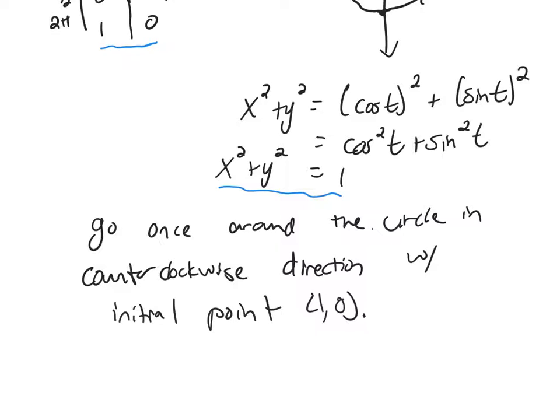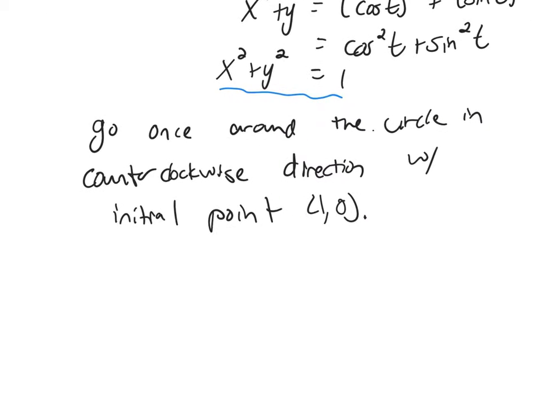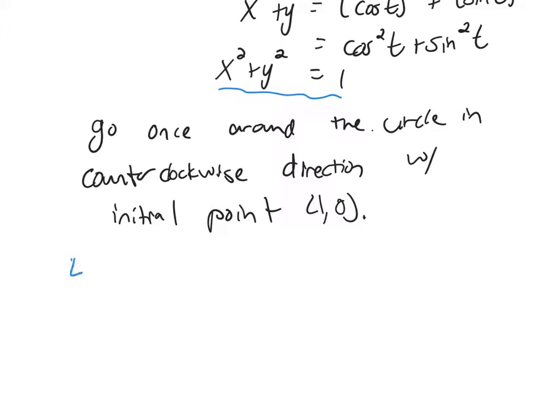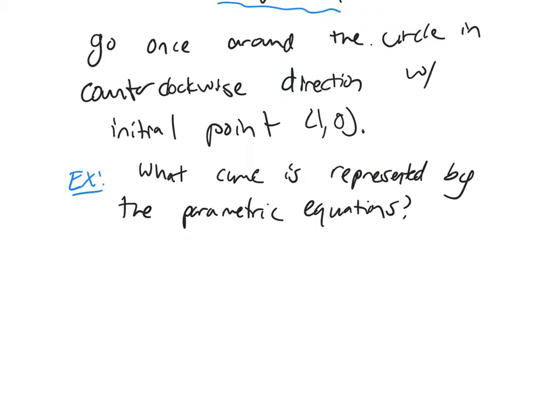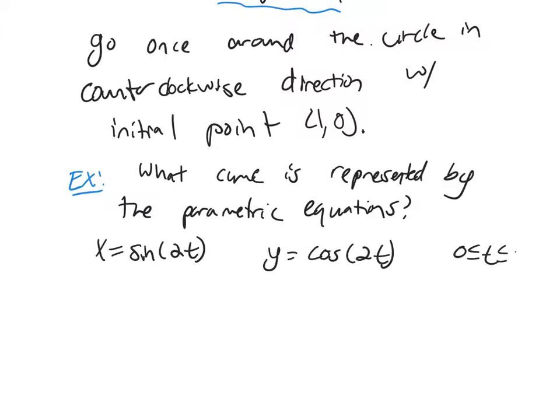Let's look at our next example. It'll be kind of similar, but a little bit different. We're going to change it up a little bit. What curve is represented by the parametric equations x is sine of 2t, and y is cosine of 2t? And I'm going to stick to the same interval I had in the last one, 0 to 2 pi.